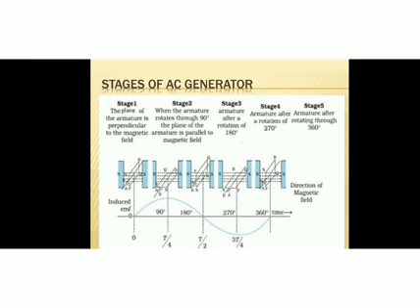Now consider the next stage. When the armature rotates through 90 degrees, the plane of the armature is parallel to the magnetic field. See, a quarter rotation is over. Now this will be the position of our coil. Now what will be the direction of the magnetic field? The magnetic field will be along the same direction from north to south.